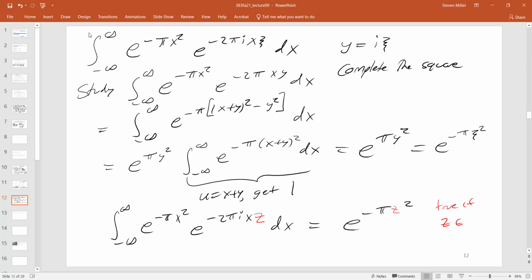Let's think. We needed i times c to be a real number. So I think we want z to be pure imaginary. So z is pure imaginary. So when z is pure imaginary, this is a true result.